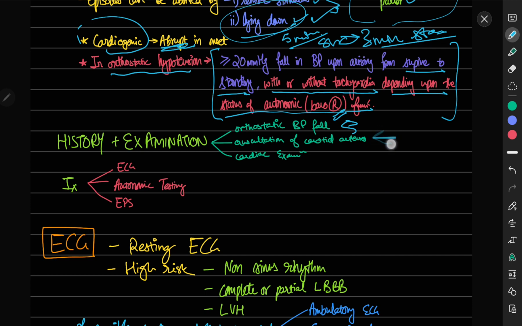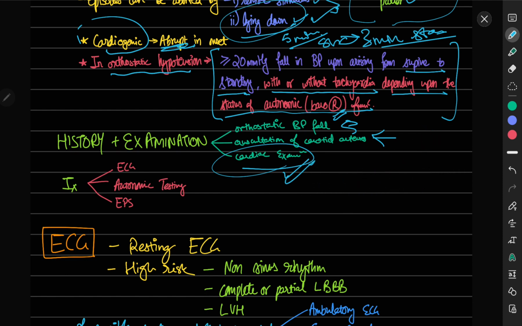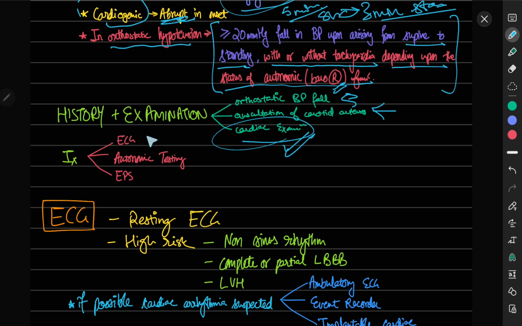You need to auscultate for the carotid arteries, because we have already seen one of the causes is baroreceptor hypersensitivity. It can be because of a concomitant carotid atherosclerosis or plaque. And cardiac examination is very important. There can be structural causes as well as rhythmic causes. Investigation, 3 main: ECG, autonomic testing, and EPS.